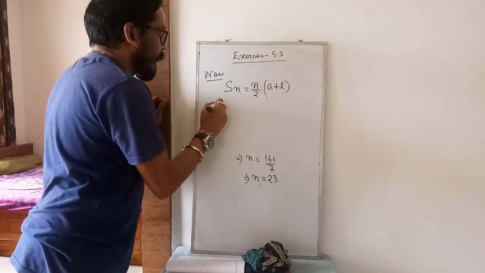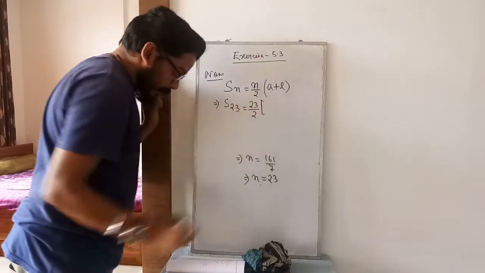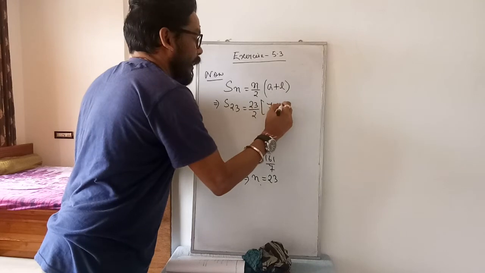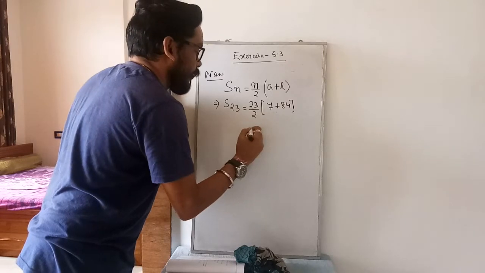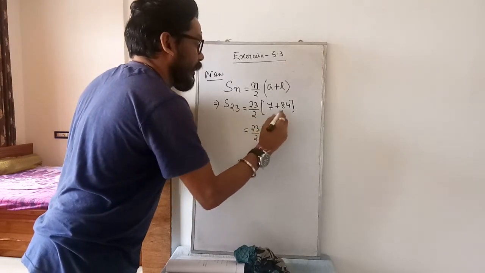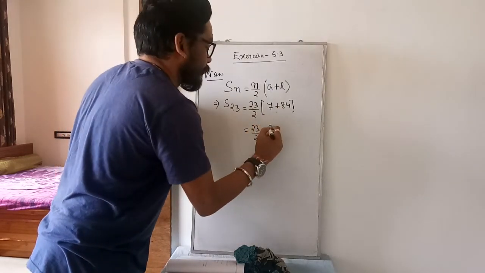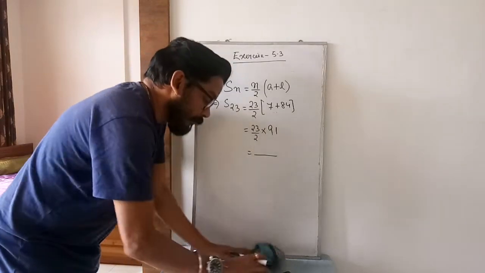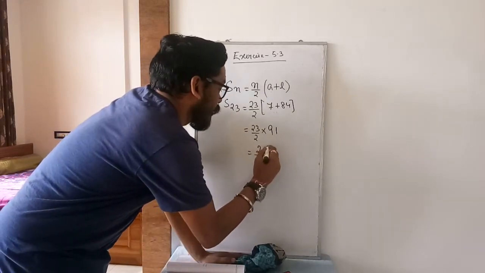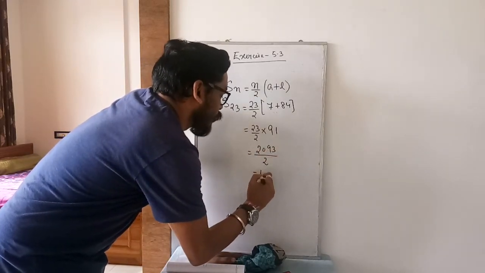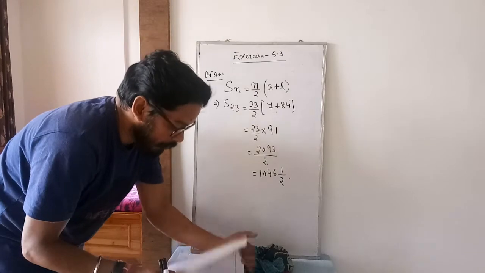What is your n? N is my 23 here. So it is 23 by 2. What was my a? My a is 7 and my l is 84. So I will go for the calculation now. So it is 23 by 2, here it is 7 plus 84, 91. So let me multiply now. 23 into 91, you will get 2093 divided by 2. If you divide it, it is 1046 and a half.